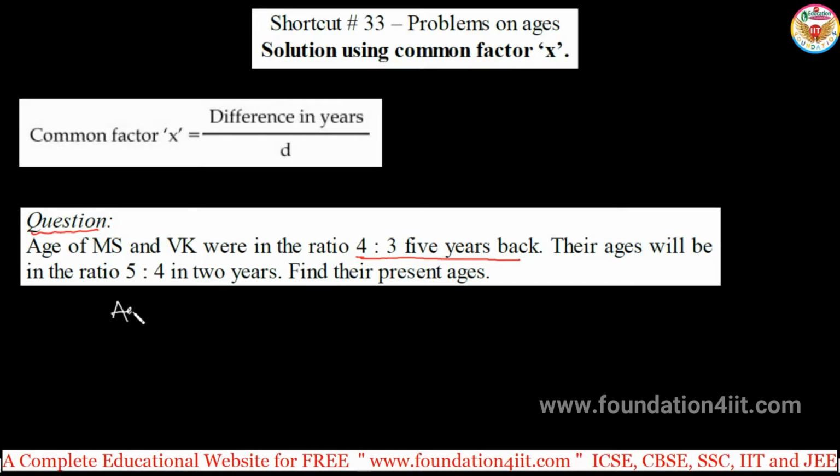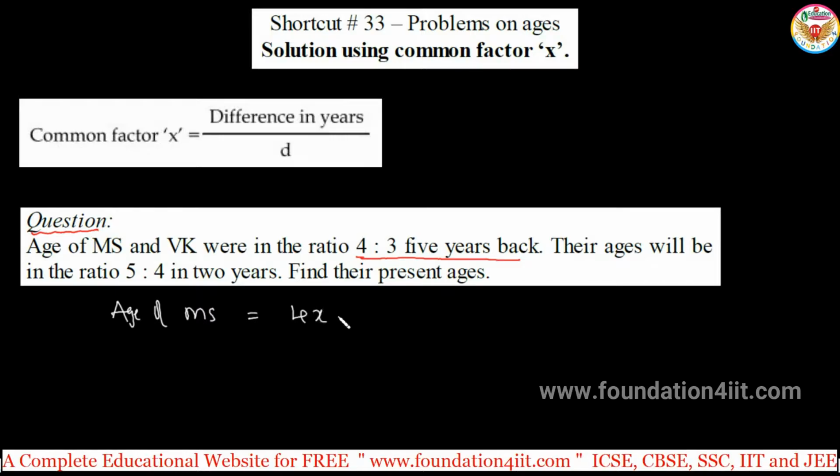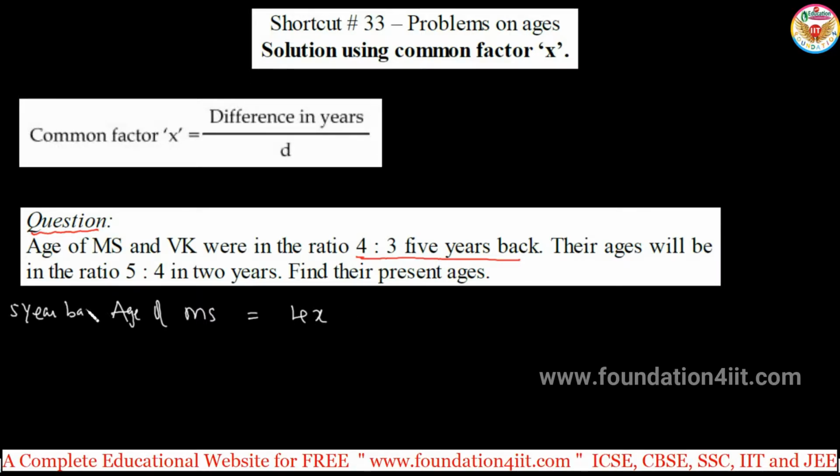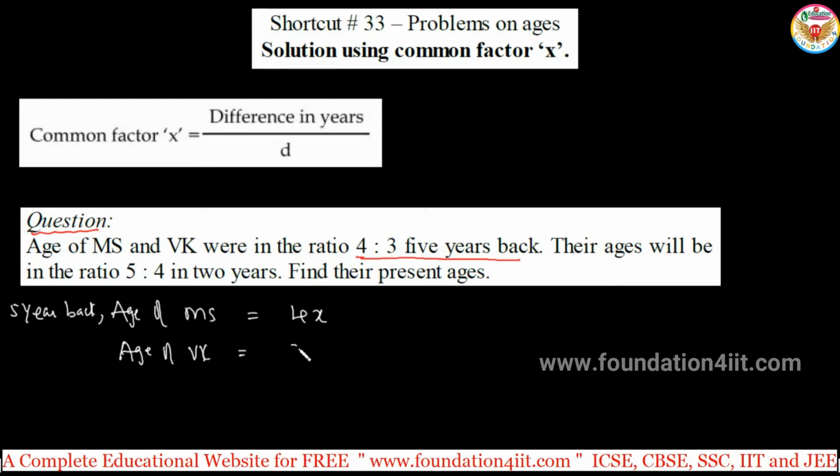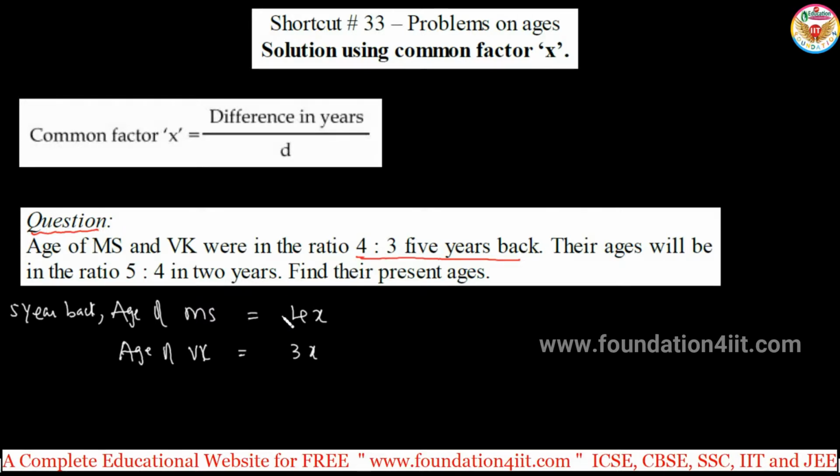Okay, age of MS is equal to 4x. This is 5 years back. So 5 years back, age of MS is 4x and age of VK is 3x, we should take. Again, after 2 years means again we need to add the present 5 plus the extra 2.